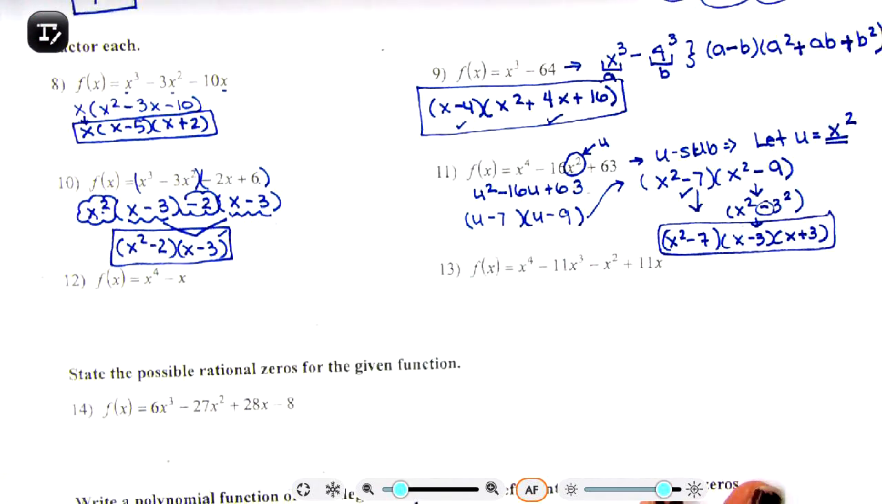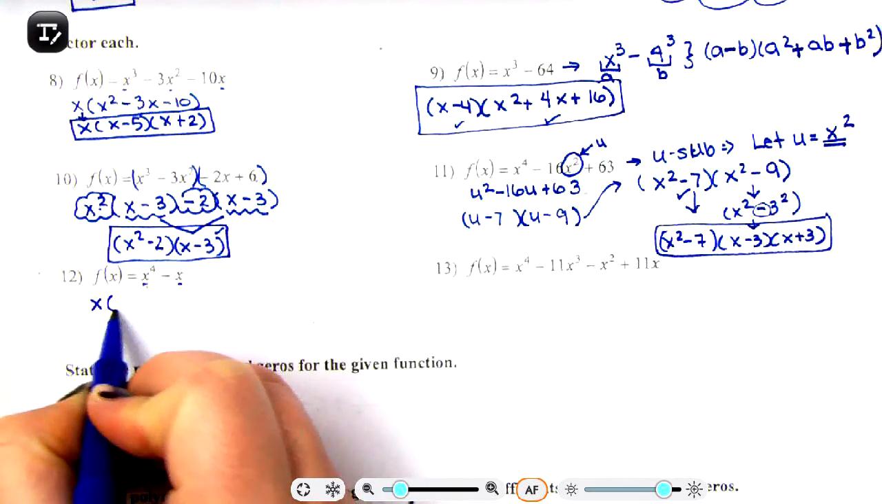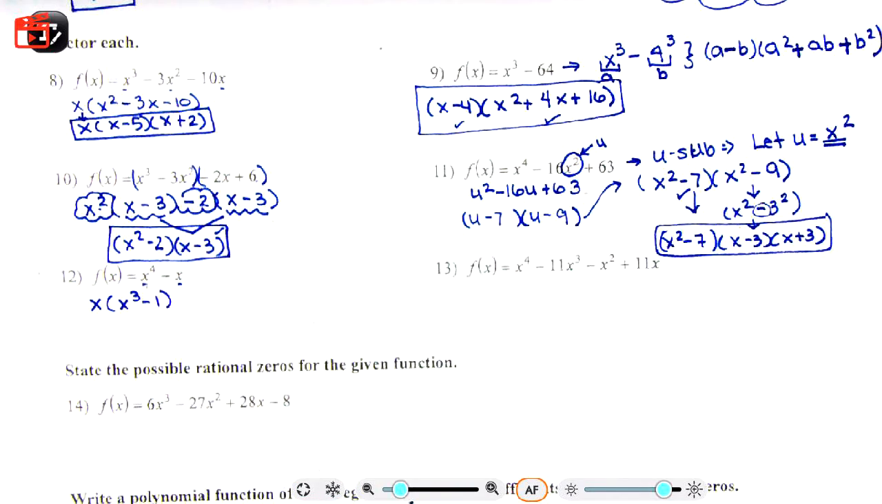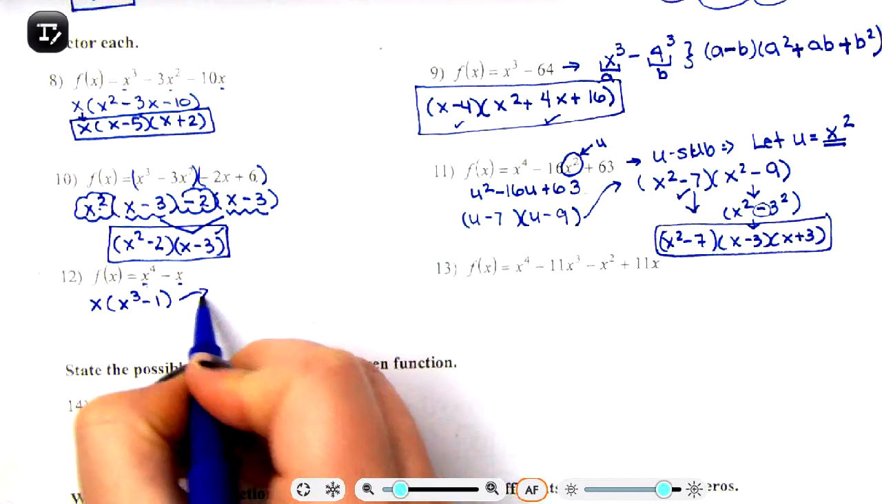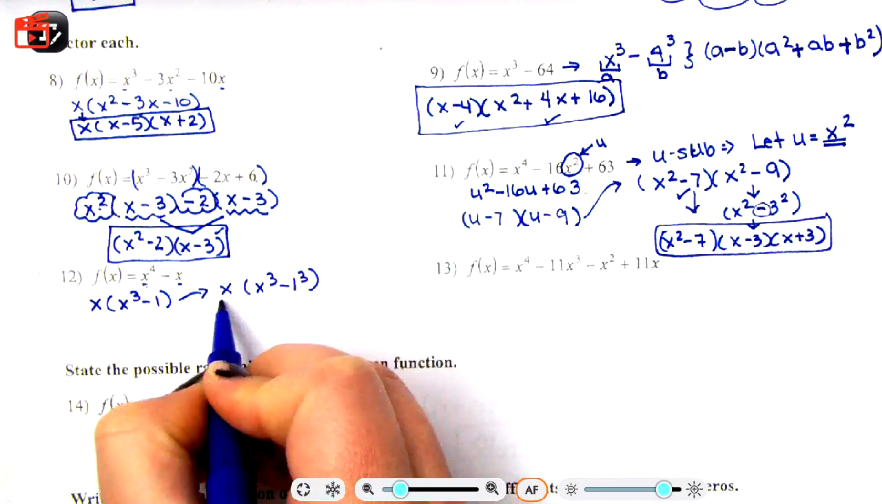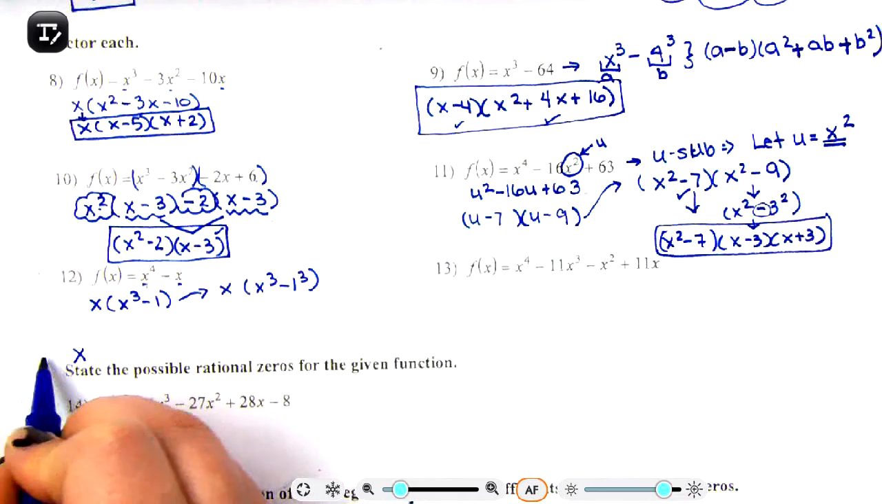Moving on to number 12. Immediately I see that I have x's here, here, and here. So I'm going to factor out an x. I'm left with x cubed minus 1. 1 is one of those numbers that needs to jump out at you. So in reality, what I have is x times x cubed minus 1 cubed. We're going to forget about that x just for a little bit. I'm going to just write it here as my answer.